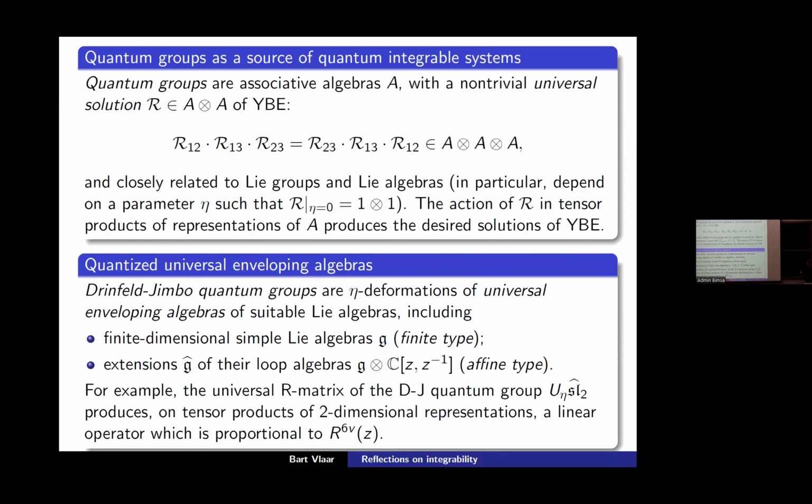So I can have this R matrix that depends on such a parameter eta that reduces to the identity for a special value. And so, for instance, you can take the simplest example of this affine type, which is when you take G equals SL2, you get the so-called quantum affine SL2, and the universal R matrix of that quantum group produces this 6-vertex R matrix on two-dimensional representations.